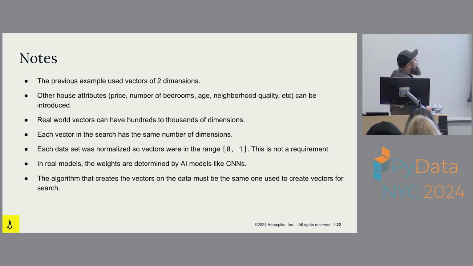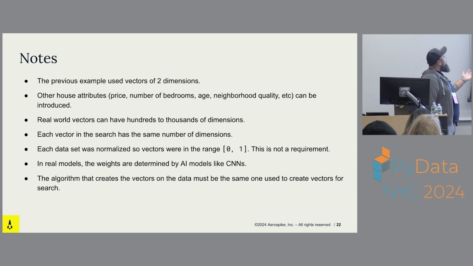We could have added other dimensions. So price, that's a big one I might want to consider when I'm looking to buy something. Number of bedrooms, how old the house is, where the house is, any of those factors that go into purchasing that home. So we could have extended that out.